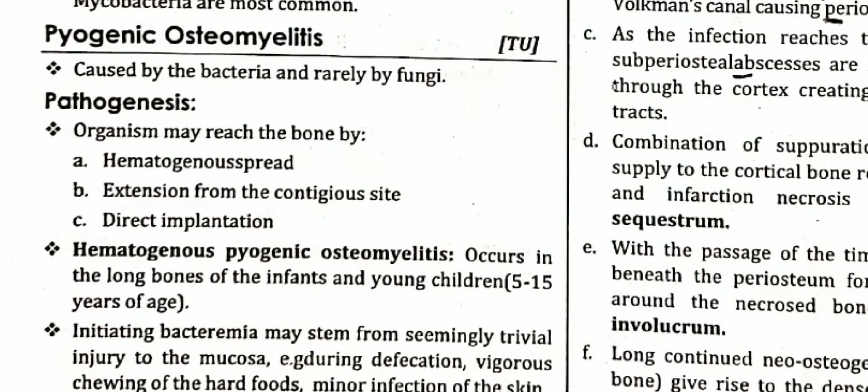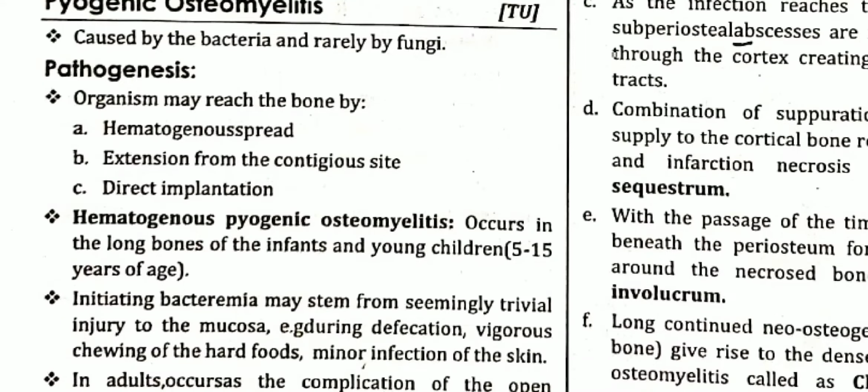The pathogenesis of the pyogenic osteomyelitis is that the organism may reach the bone by direct hematogenous spread, that is through the blood, or by extension from a contiguous site. For example, a skin infection may reach the blood and then the bone, or the organism may be directly implanted into the bone through an open fracture.